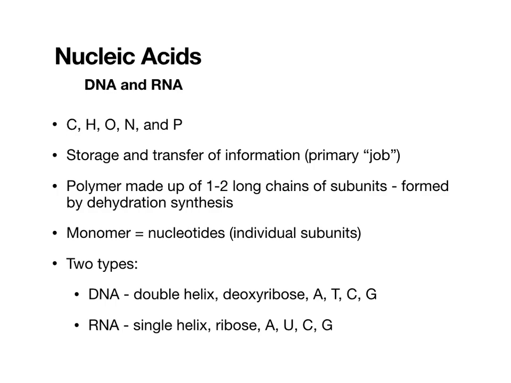DNA is a double helix with deoxyribose. It also has adenine, thymine, guanine, and cytosine. RNA is a single helix with ribose, and it has adenine, uracil, cytosine, and guanine. So the difference between DNA and RNA is deoxyribose and ribose, but also uracil and thymine.